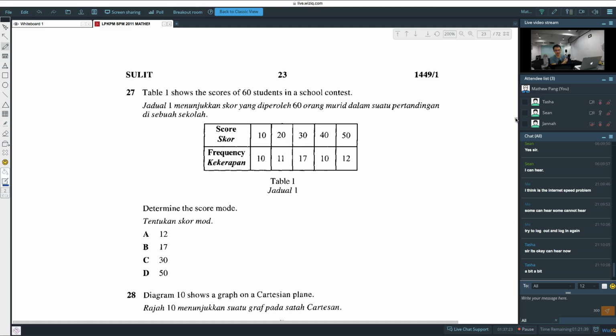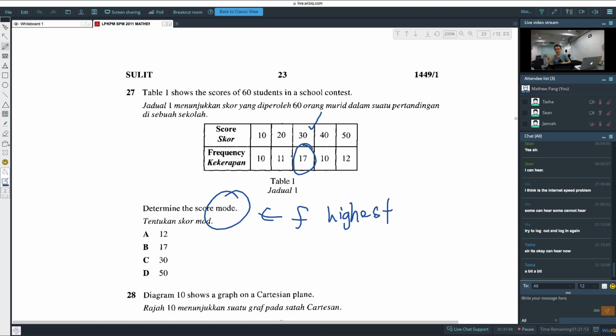Table 1 shows the scores of 60 students in a school contest. Determine the score mode. For the mode, you choose the one with the highest frequency, meaning the highest F value. The highest frequency is this one, but the answer is not 17. The 17 just means that 30 happens 17 times, so the mode score should be 30.